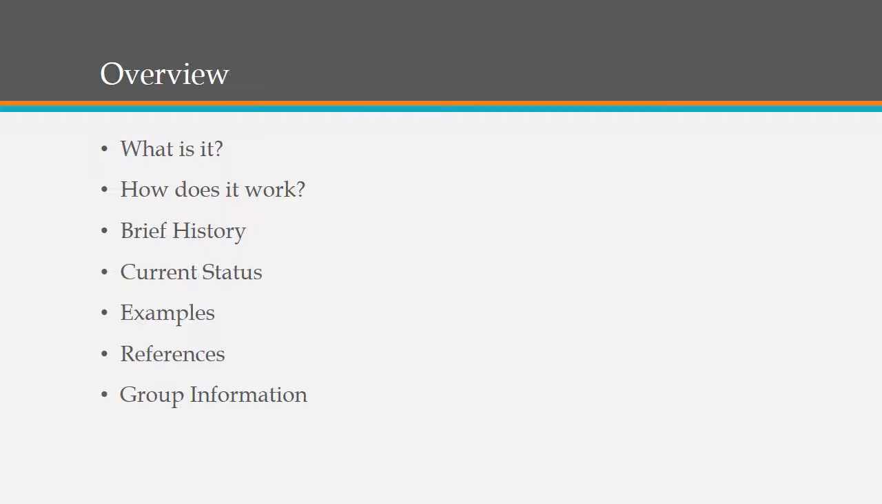Here is just a brief overview of the information that I will cover throughout this presentation in relation to augmented reality. We'll let you know what augmented reality is, how augmented reality works, give a brief history of the important people that have played a role in the creation of augmented reality, as well as give a current status of augmented reality where it is now, give a few examples, and I'll list my references that were used throughout this presentation. Finally, I will go over my group's information where we went over new and emerging technologies.